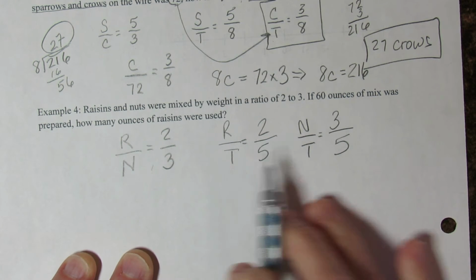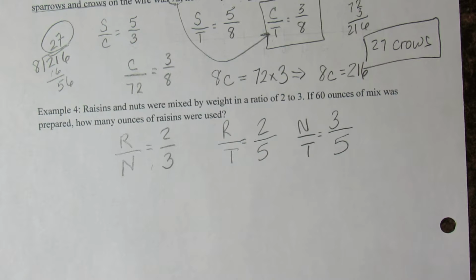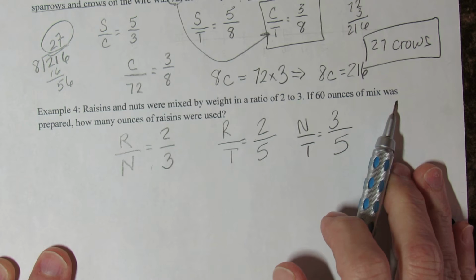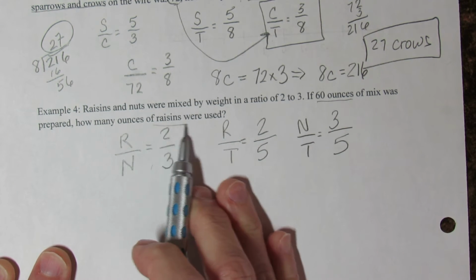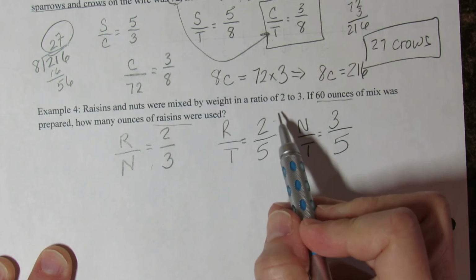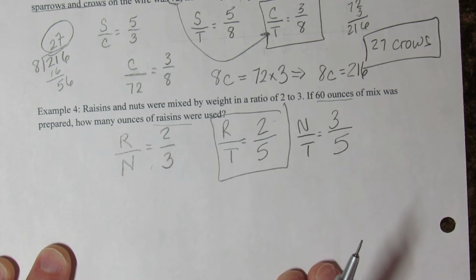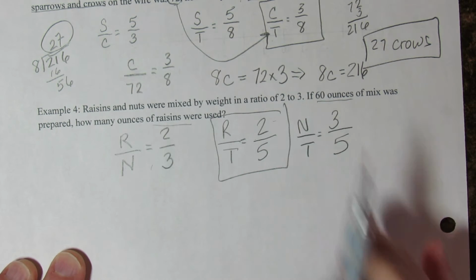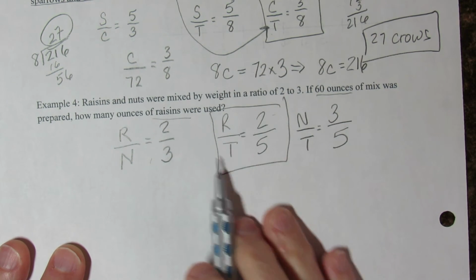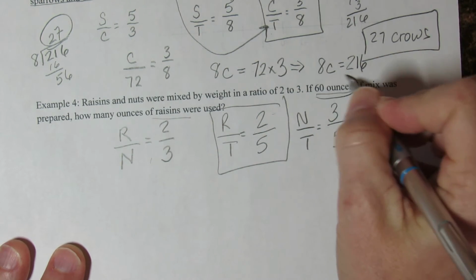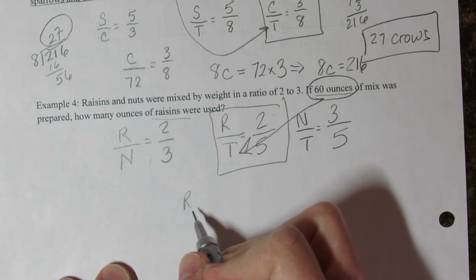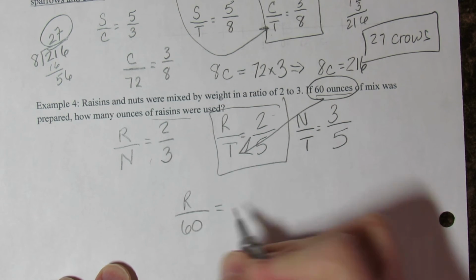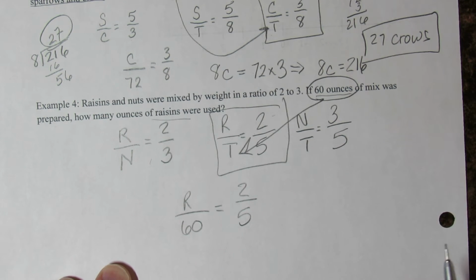So we've got 3 ratios, and now we've got to figure out which one we need to use to answer the question. So let's read the question. If 60 ounces of mix was prepared, that's total, how many ounces of raisins were used? So we want this one because it's got raisins and it's got total. When I use this ratio, I'm going to fill in 60 ounces for the total weight. So raisins over total, which is 60, is equal to 2 over 5.